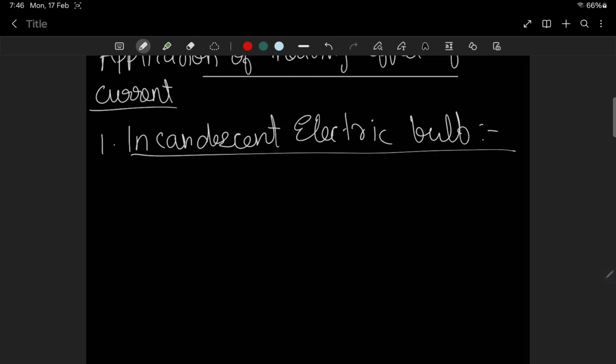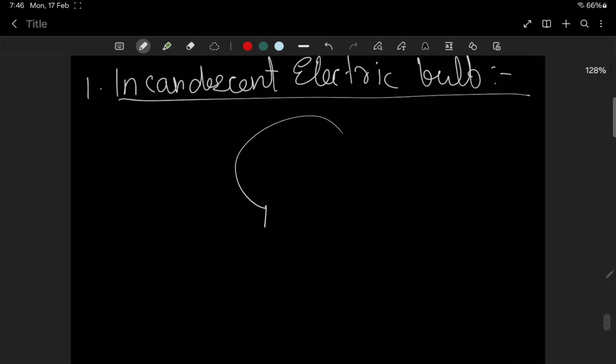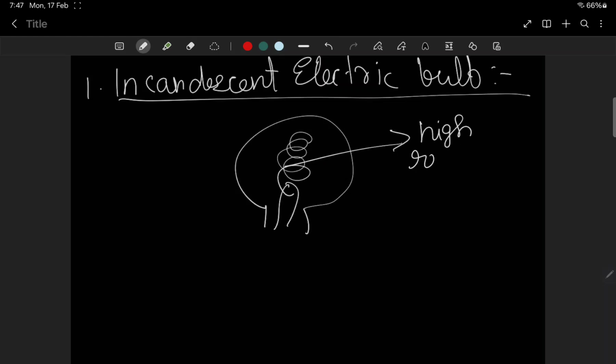What is happening? It consists of a filament of fine metallic wire enclosed in a glass bulb filled with chemical. This is our bulb. Here we are having a filament like this. The filament should have high resistivity and high melting point. Otherwise it will melt, right? When current is passed through the filament, it gets heated to a high temperature. Because of that high temperature, it will glow and emit light.